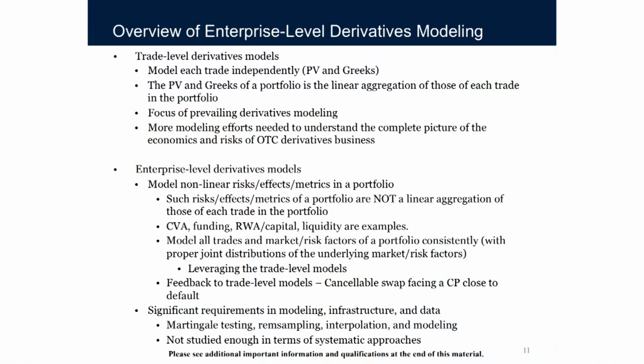That invites a question, right? When the counterparty is close to default, even if your model says you should not exercise, based on the market condition, shouldn't we consider the counterparty credit condition, right? If the counterparty were close to default, if you cancel your swap sooner, essentially you eliminate or reduce the counterparty risk, right? This is actually an interesting application and feedback between trade level models and the enterprise level models, right?